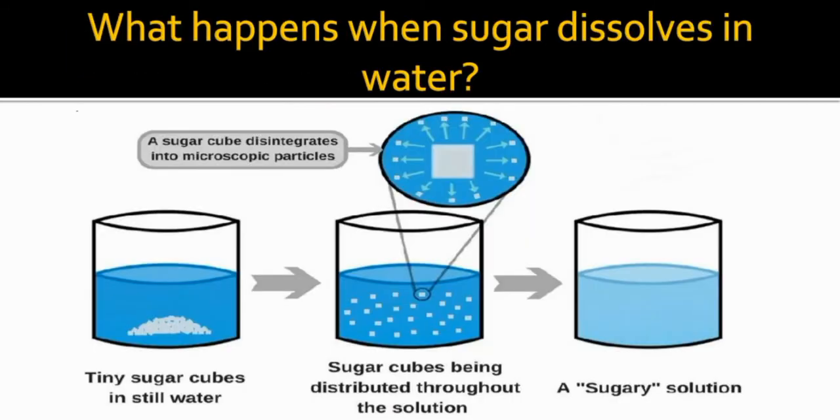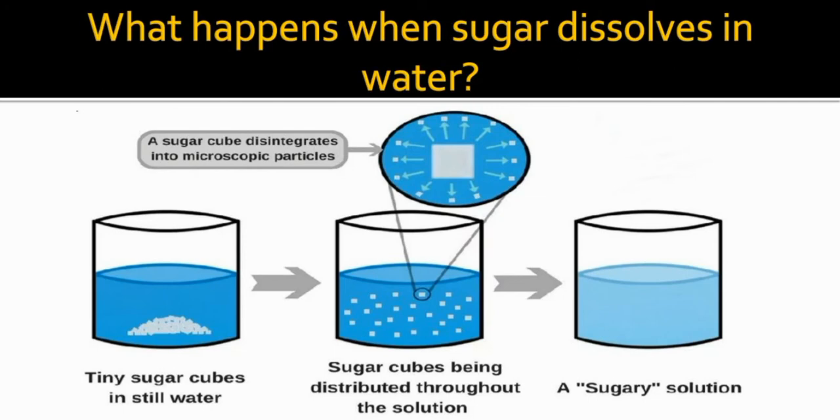So what happens when sugar dissolves in water? When we put sugar cubes in this water, its molecules scatter throughout the water, as you can see. The molecules of the sugar start moving in the water. They occupy the empty space between the molecules of the water. Water is a liquid, you know that, and it has empty space in it because the molecules in the liquid are not tightly packed. There is some empty space between the molecules of the water. So sugar occupies that empty space. This is why sugar seems to disappear.